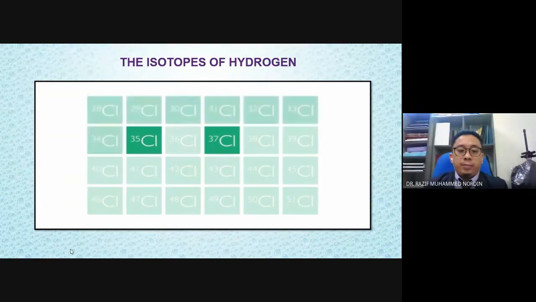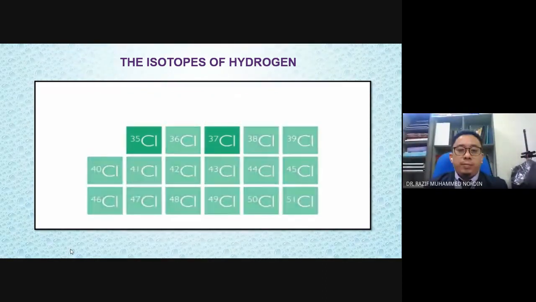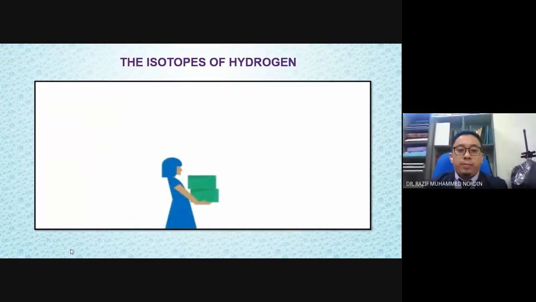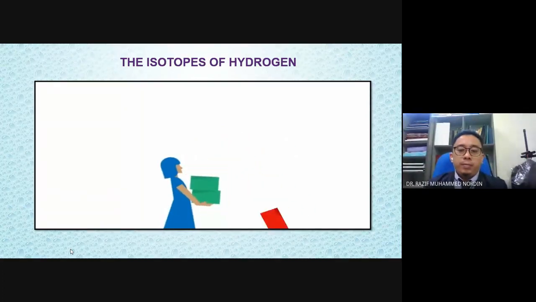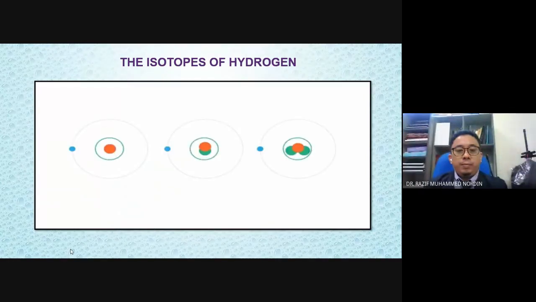Sometimes there are too many neutrons for the nucleus to be stable. An analogy is a person carrying boxes. If you try to carry too many boxes, you'll end up dropping some. If you continue, you'll keep dropping boxes until you reach a manageable amount. This is your stable state. Nuclei, in a similar way, will try to stabilize themselves.